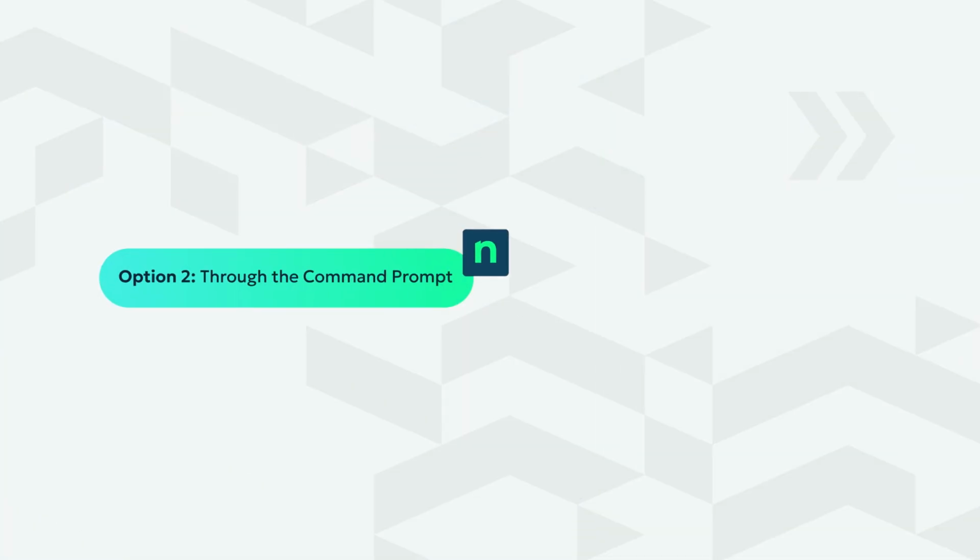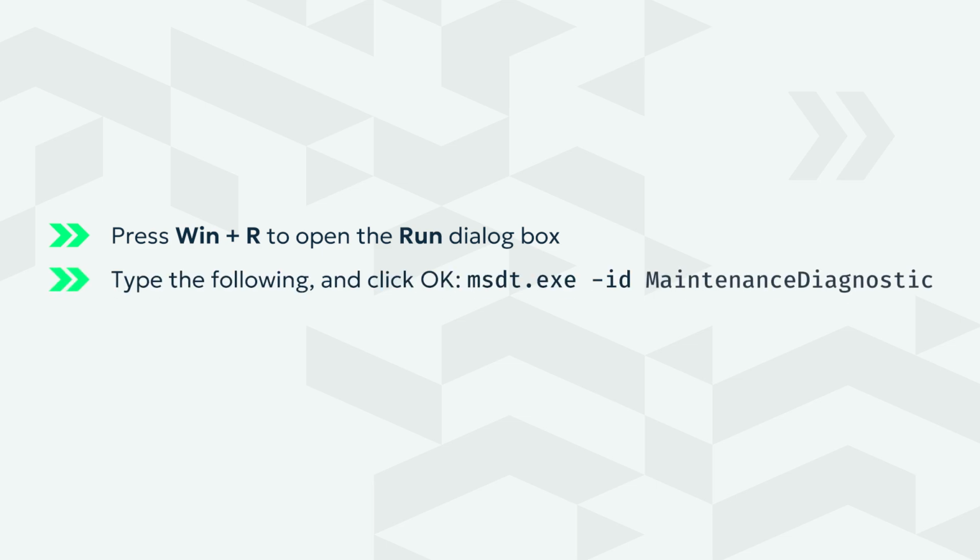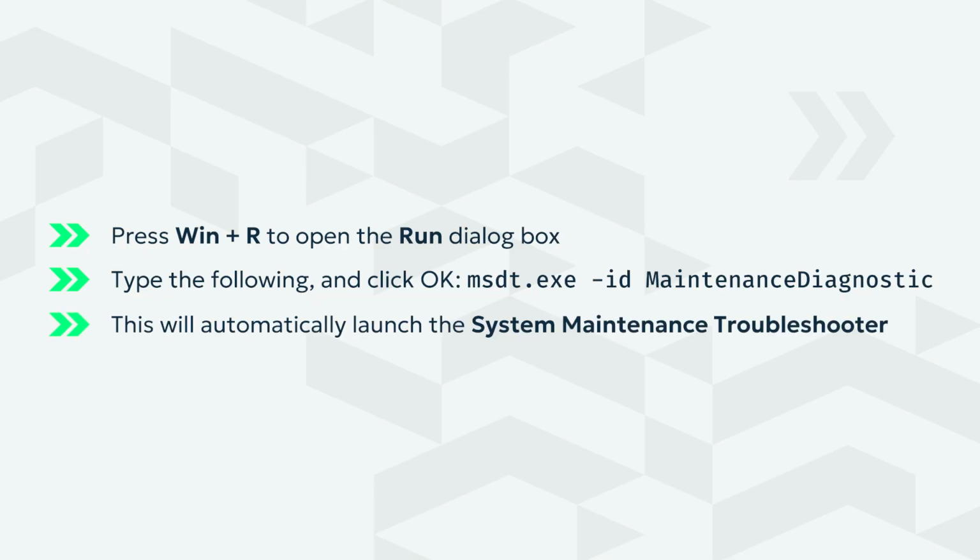Option 2. Through the command prompt. Press Win+R to open the Run dialog box. Type the following and click OK. msdt.exe -id MaintenanceDiagnostic. This will automatically launch the System Maintenance Troubleshooter.